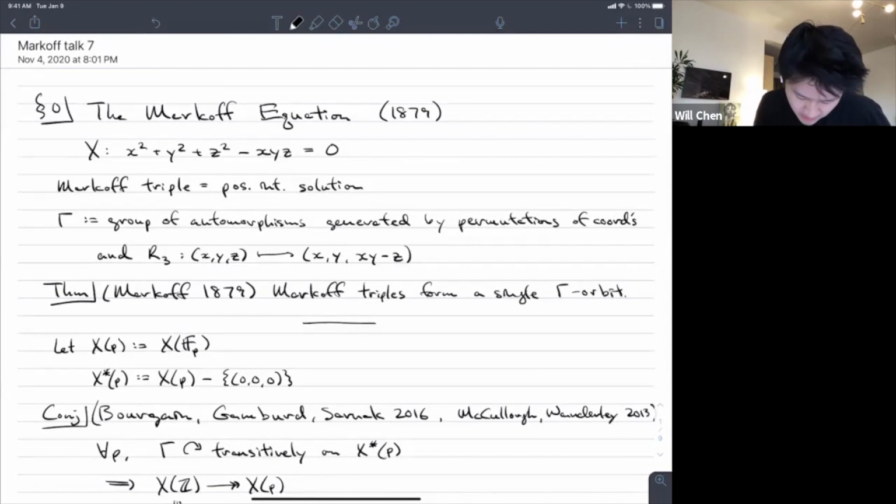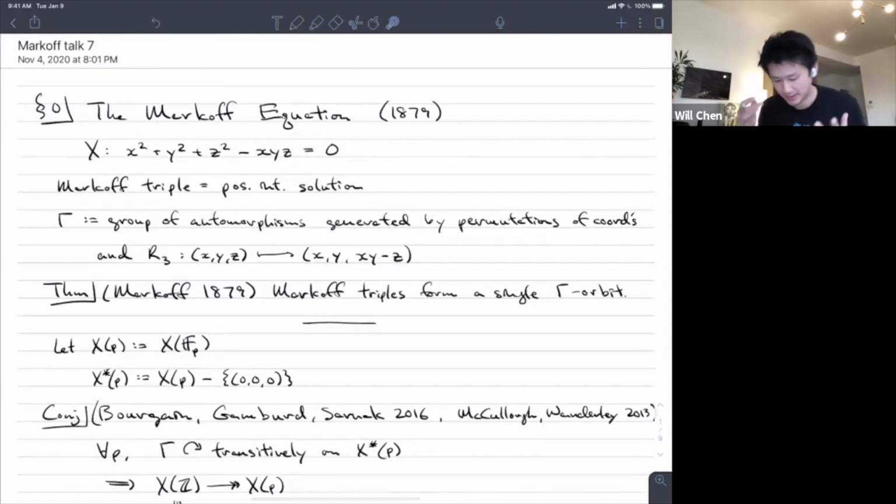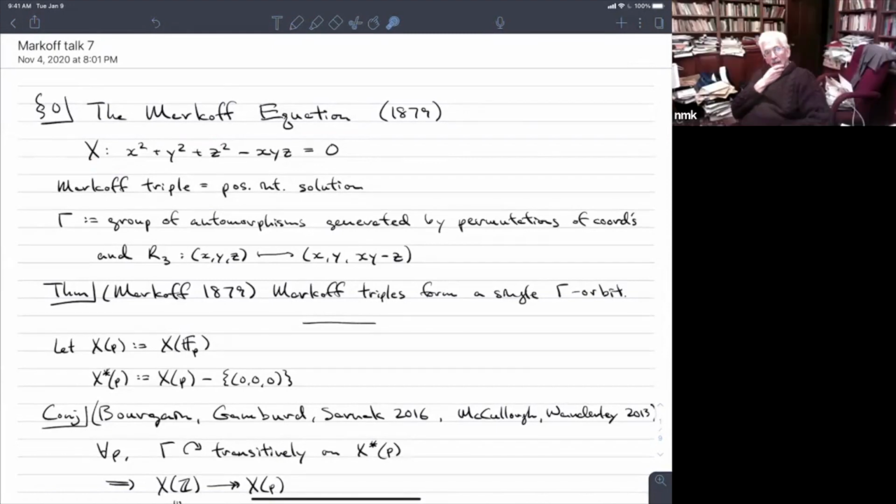So I'm going to talk about the Markov equation. So the Markov equation is this guy. It's x squared plus y squared plus z squared minus xyz equals 0. So I think, as I understand, this Markov equation first appeared in the work of Markoff in 1879 on his binary quadratic forms. But since then, it's also appeared in a variety of other contexts.